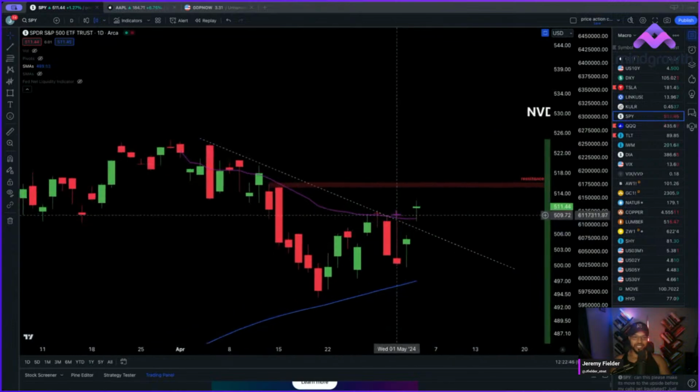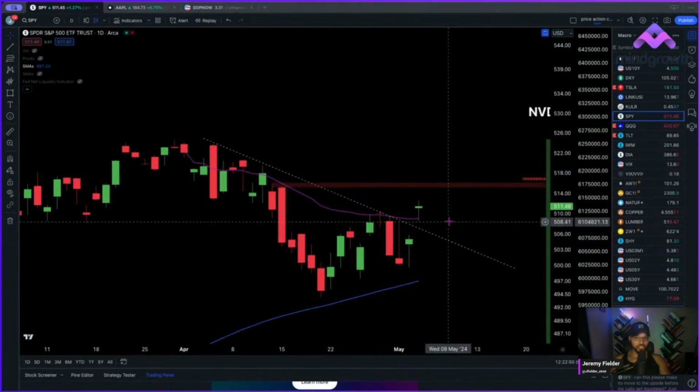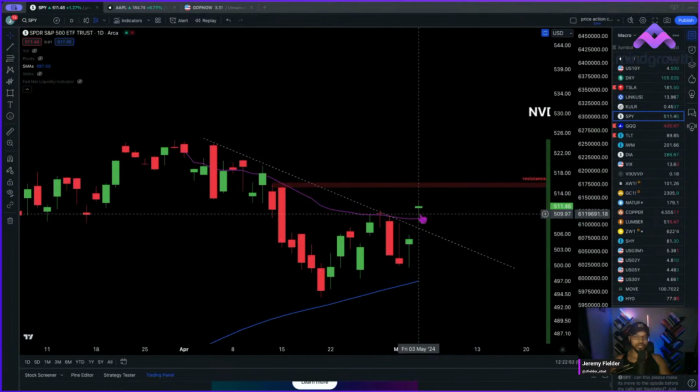So S&P is now above previous resistance, broke the downtrend, looking strong. It's looking pretty strong. But let's go through why the stagflation stuff. Is it real? Is it legitimate?